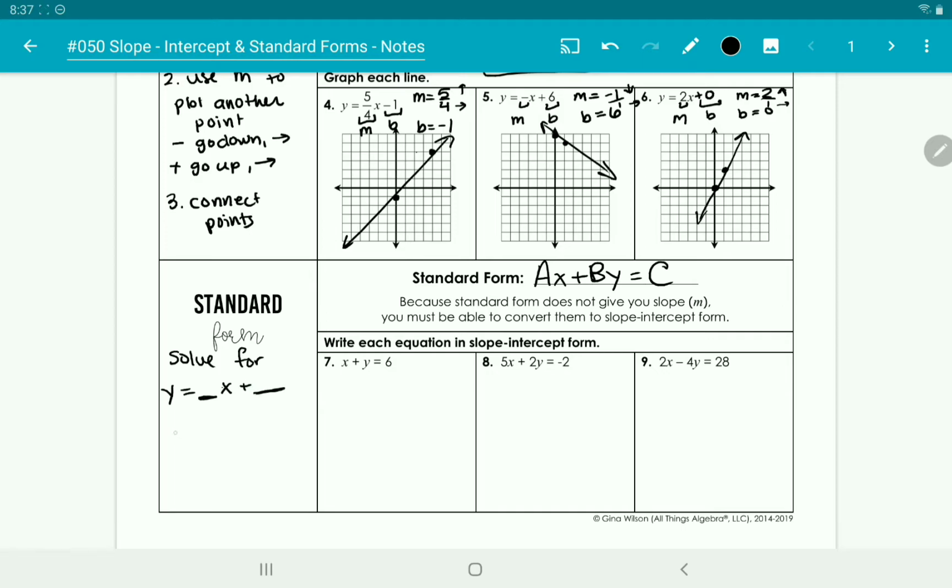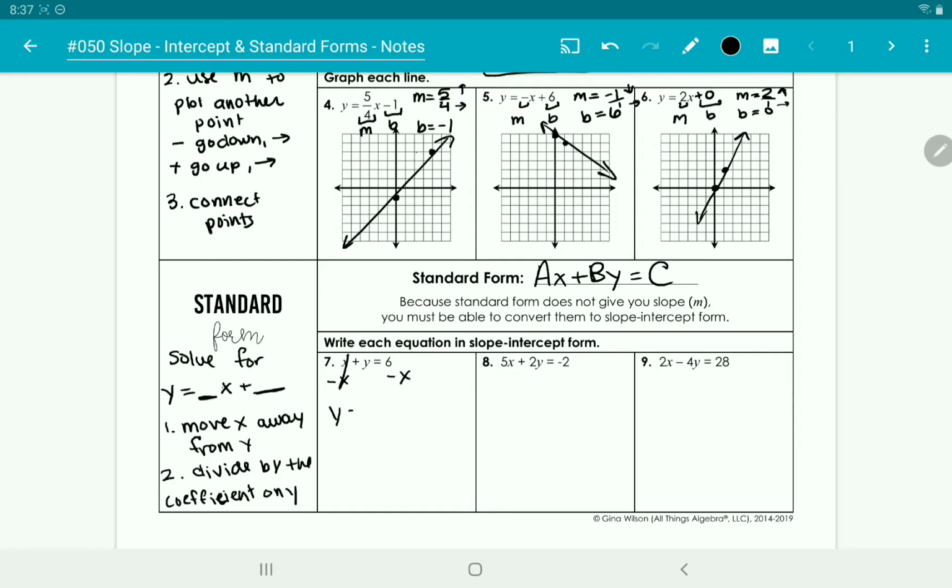Okay? So the first step, you're going to move x away from y. So you're going to take the x term and move it away from y to the other side. And then you're going to divide by the coefficient on y, so the number being multiplied by y. So first, let's move x away from y. So they're on the same side. So we're going to subtract x to the other side. We're going to subtract it from both sides.